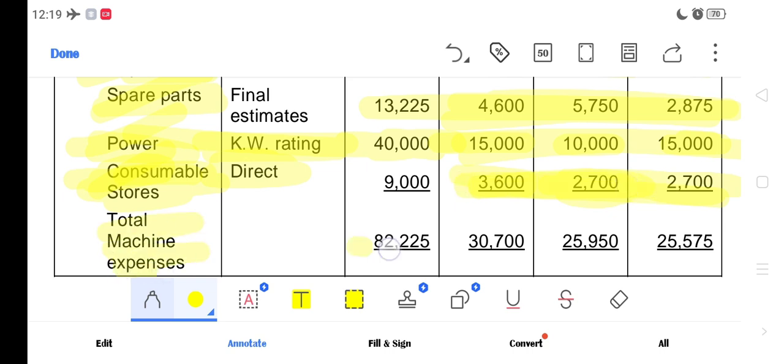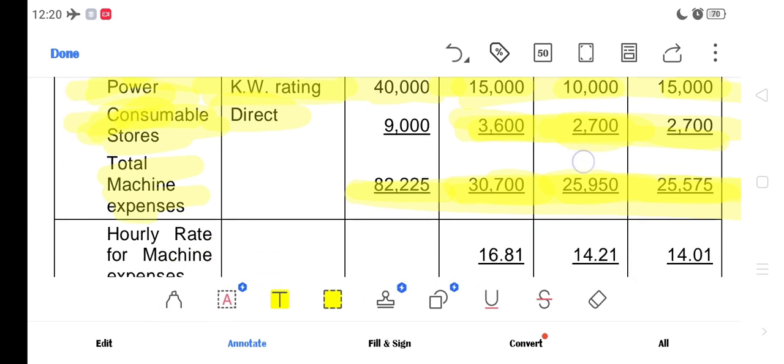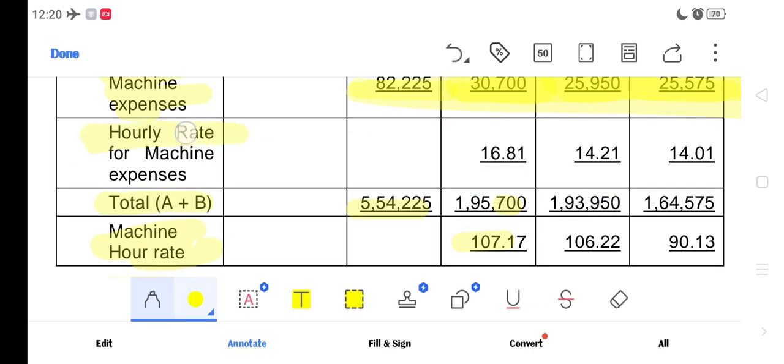Now total machine expenses comes to this amount. What are you going to do with these totals? 30,700, 25,950, and 25,575. What are you going to do with these totals, guys? You are going to divide by the effective running hours. How many effective running hours are there in a year? 1826 hours, no? So if you divide, you get this hourly rate for machine expenses.